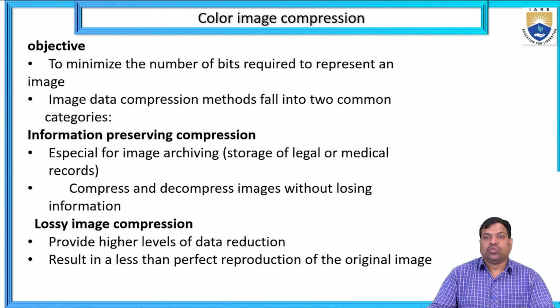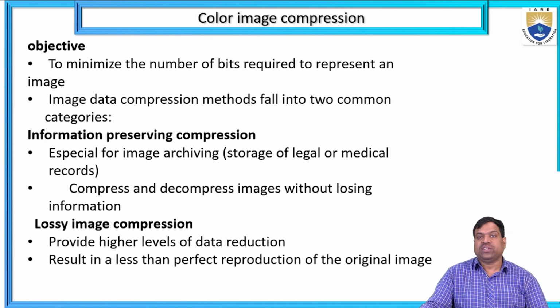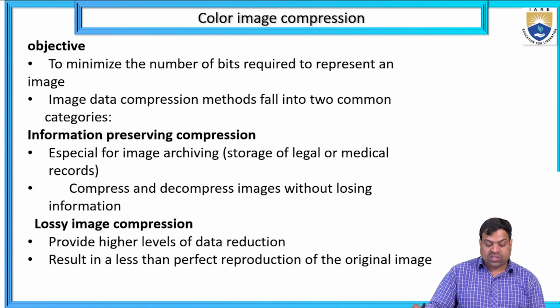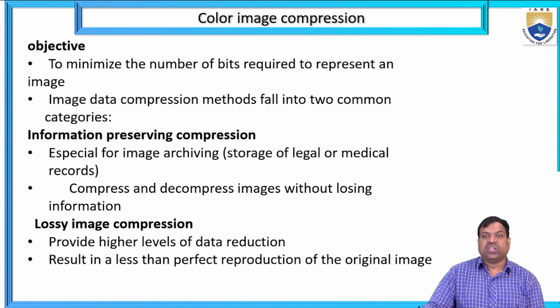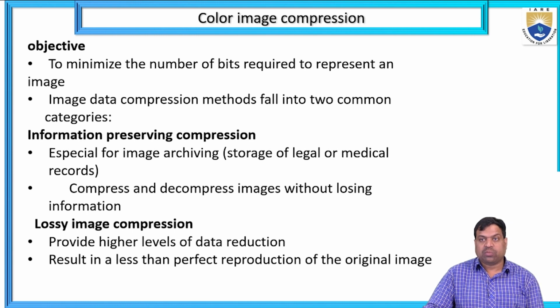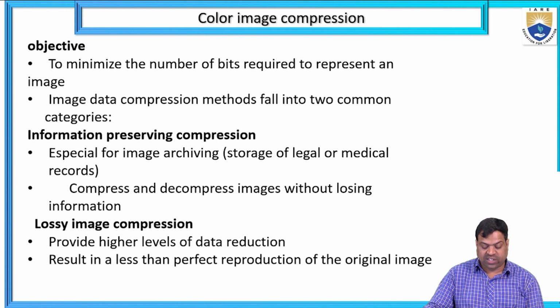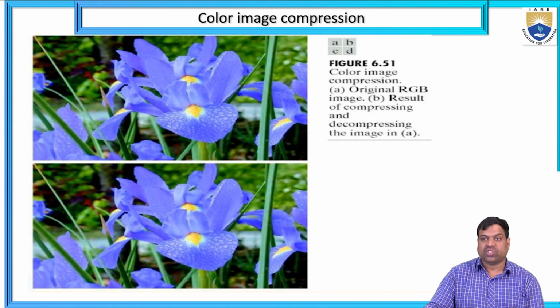And what is the objective? To minimize the number of bits required to represent an image. Image data compression methods fall into two common categories: information preserving compression and lossy image compression. Information preserving compression is used especially for archiving or storage of legal or medical records, compressing and decompressing the image without losing information. And what is lossy image compression? Providing higher levels of data reduction, resulting in a less than perfect reproduction of the original image.